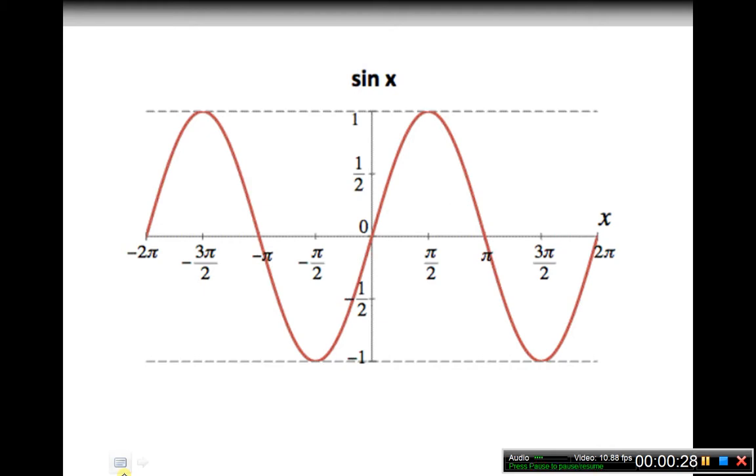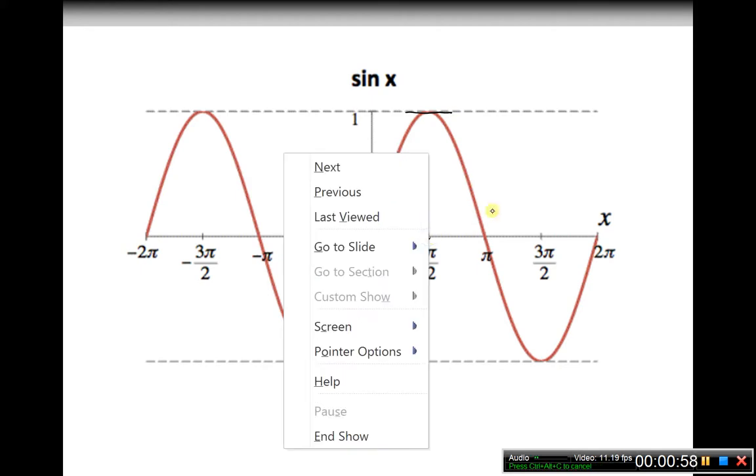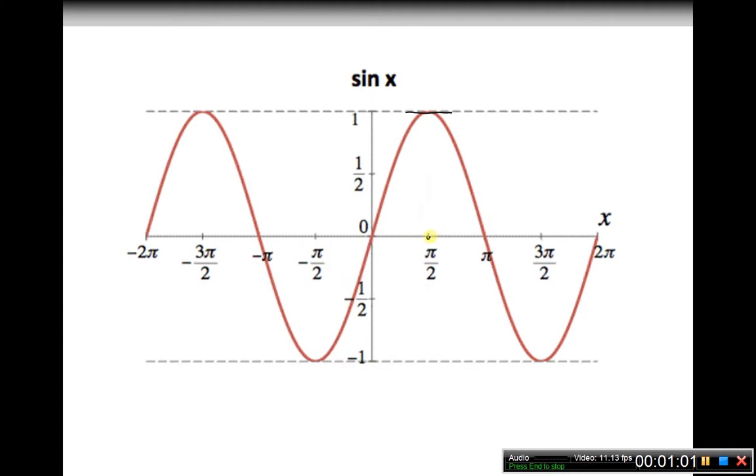Here is a graph of the sine function, and we're going to look at this graph and see if we can discern what the slope of the tangent line would be at various points on the sine function. The first thing we would notice here is that at pi over 2 it's got a zero slope tangent line, so we would believe that the derivative of sine of x at pi over 2 would be 0.